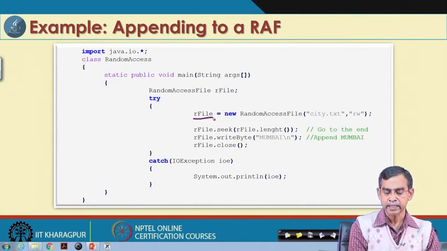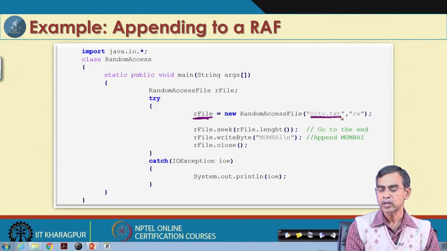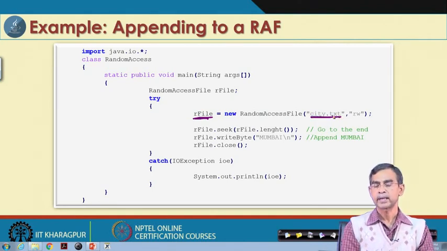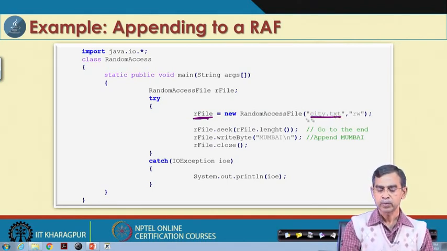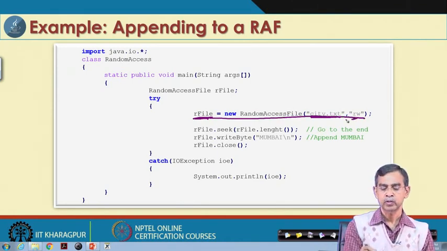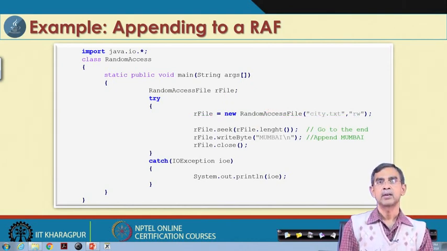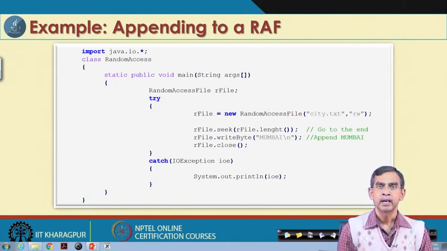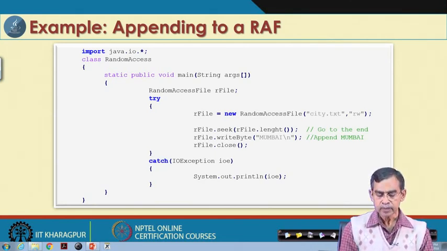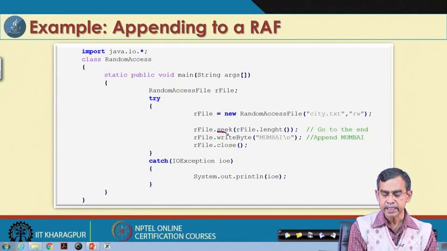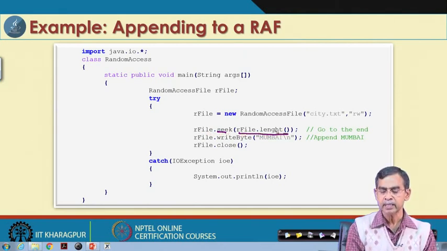I have created this file object first and established a connection; ct.text is the file to be operated using random access file. We create this object using the read write mode. So, you declare the R file, and once the object is instantiated, this is the completion of the object R file in the mode of random access file. Now, here you can see R file seek R file dot length, do you understand what it means?